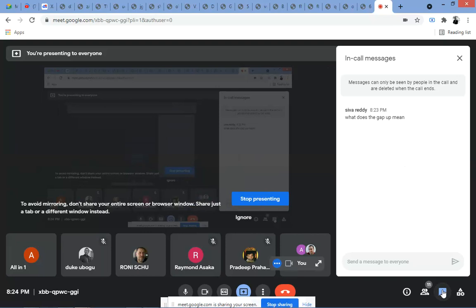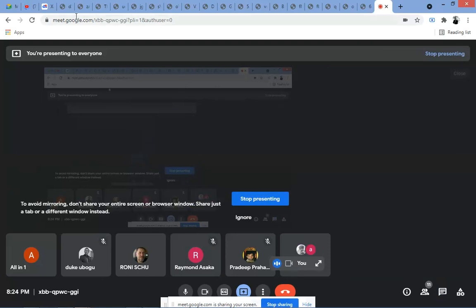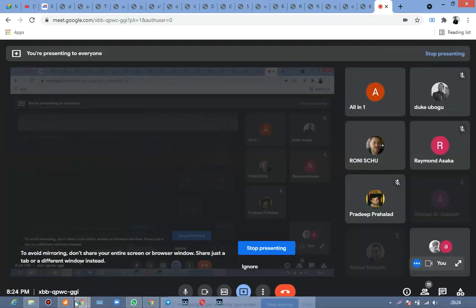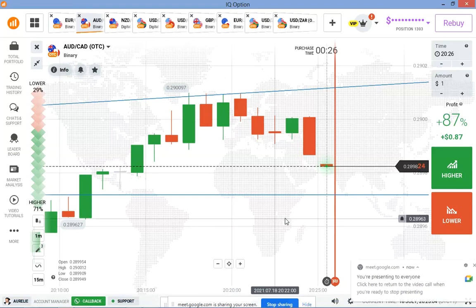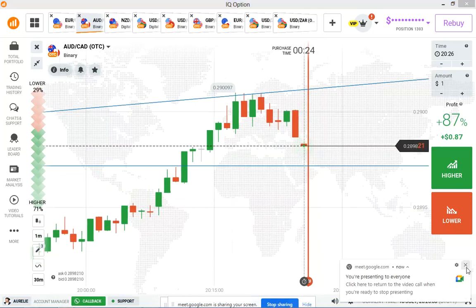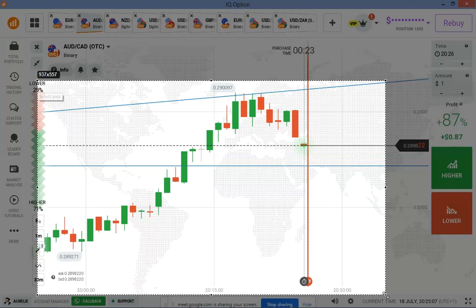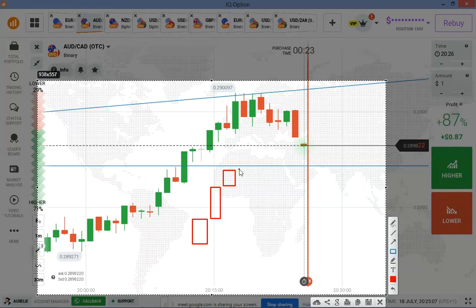The gap up means the market is now ready to go down. Like now, let me show you one thing. Let me explain something now. The price has been moving high, and we are expecting sellers entry. We are expecting sellers entry. You know, this is a resistance level, and we are expecting sellers entry.